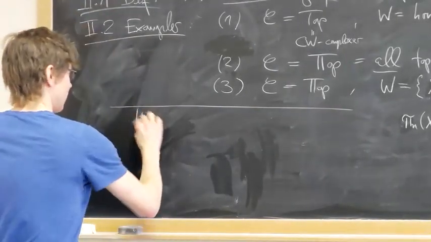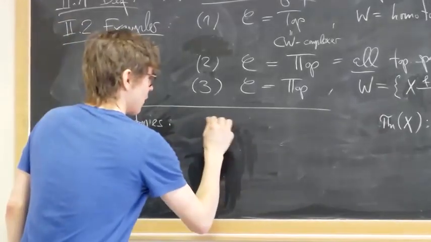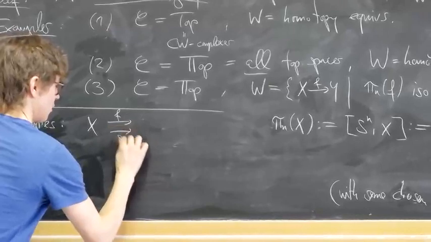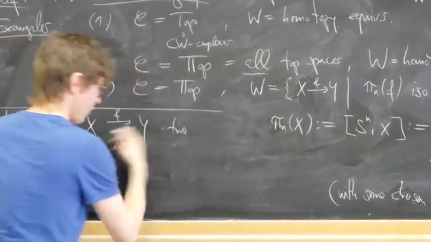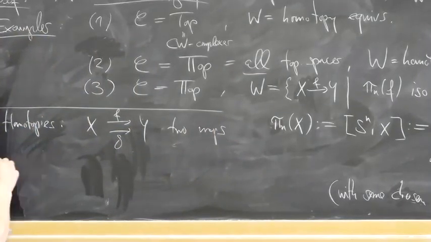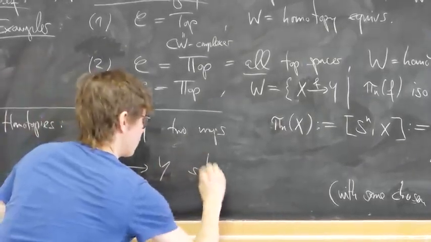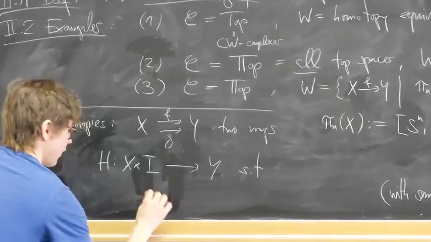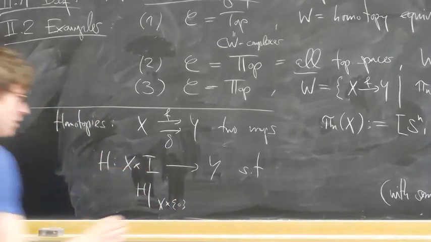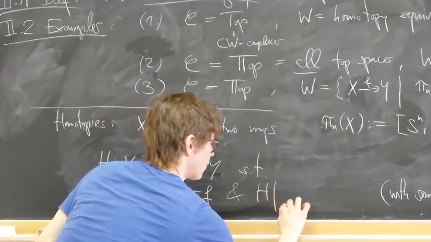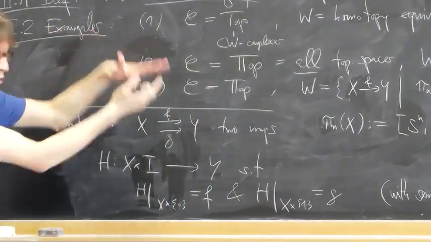So what is a homotopy? Given two maps between the same spaces, a homotopy between them is a map H from X cross the unit interval to Y, such that if I restrict this to X cross zero, I get F, and restricted to X cross 1, I get G. So it's a deformation of this map F into G.